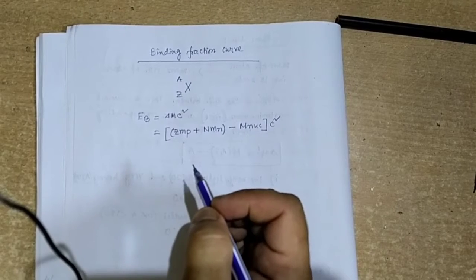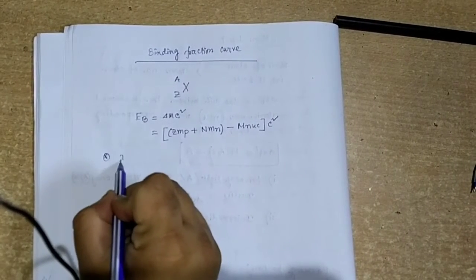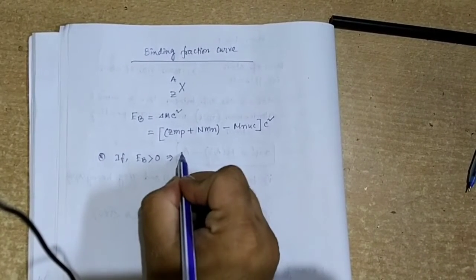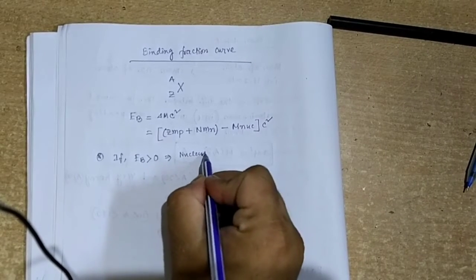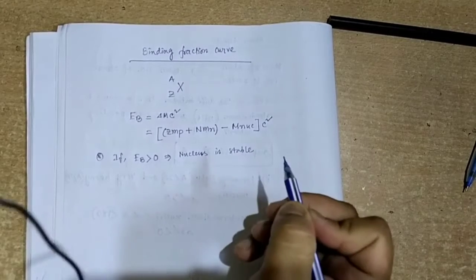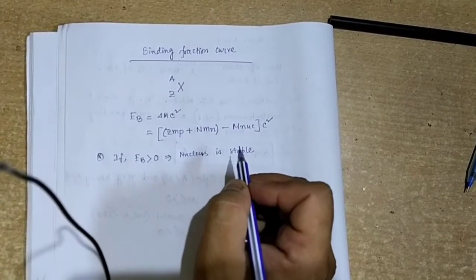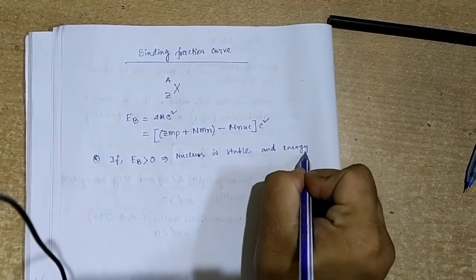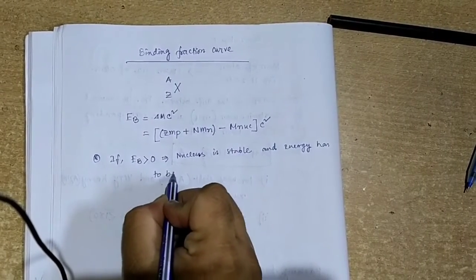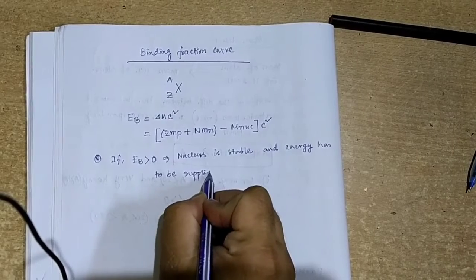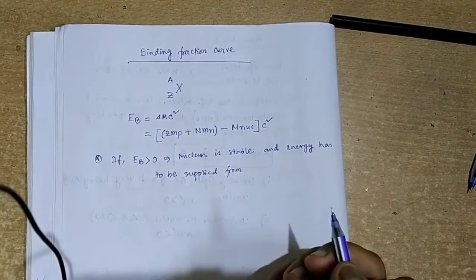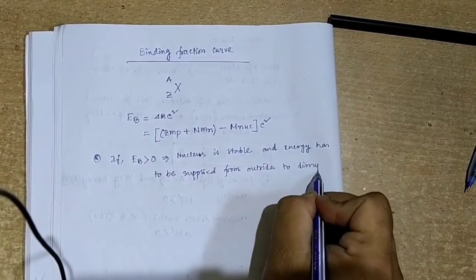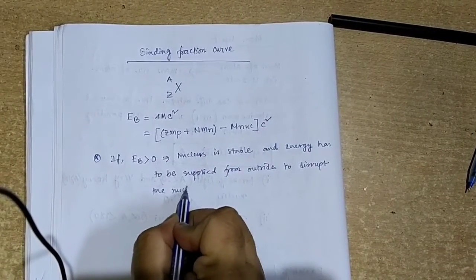Now why is binding energy important? If the binding energy of a nucleus is positive, then the nucleus is a stable nucleus, and energy has to be supplied from outside to disrupt the nucleus.